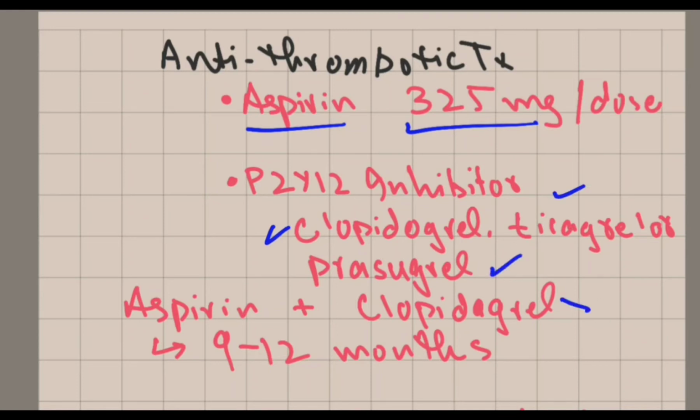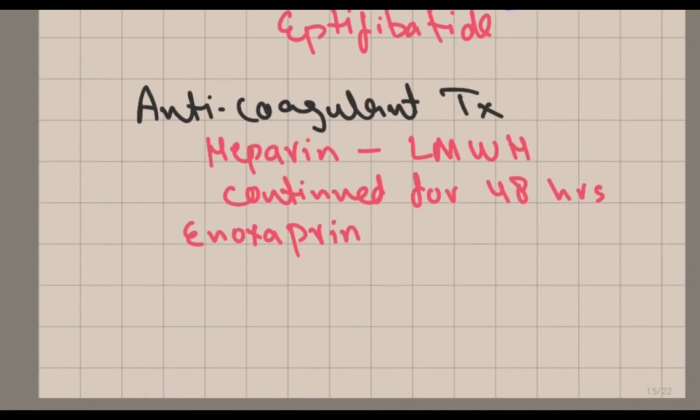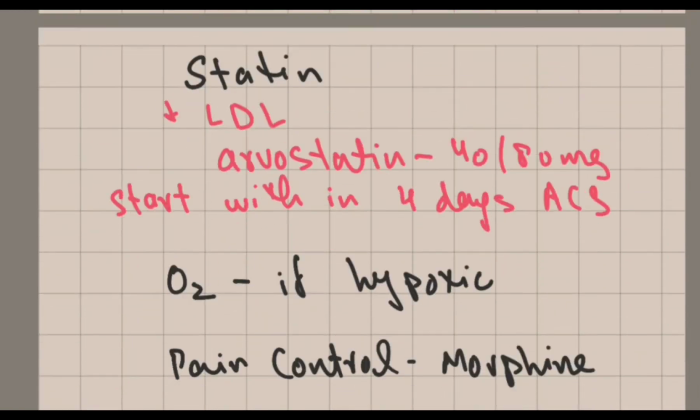It is seen in clinical trials that giving aspirin and clopidogrel together for 9 to 12 months is a very good regimen. We also have glycoprotein 2B3A inhibitors, which decrease platelet aggregation. They include abciximab and tirofiban. Then we will give anticoagulant therapy, which includes low molecular weight heparin, and it is continued for 48 hours. Its best example is enoxaparin, which is a very commonly used drug.